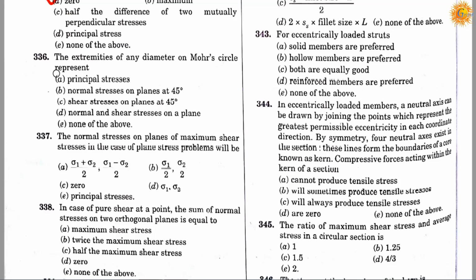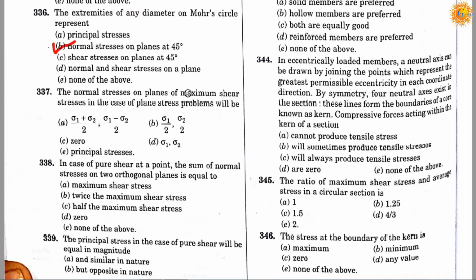Question number 336. The extremities of any diameter of Mohr's circle represent: option A, principal stresses; option B, normal stresses on planes at 45 degree; option C, shear stresses on planes at 45 degree; option D, normal and shear stresses on a plane; and option E, none of the above. The correct answer is B. Mohr's circle represents normal stresses on planes at 45 degree.